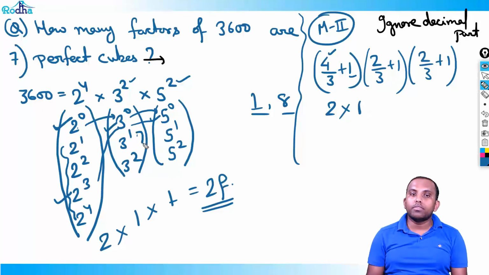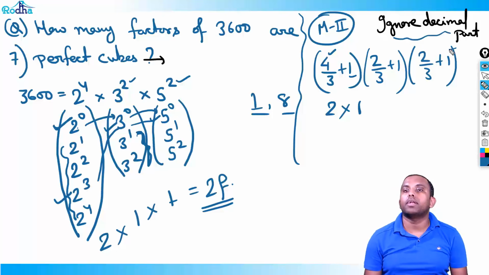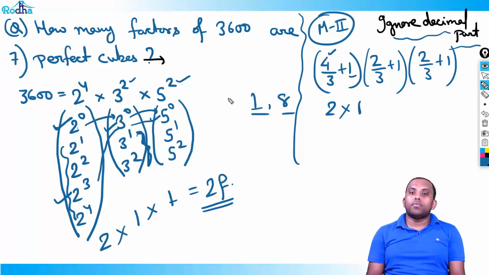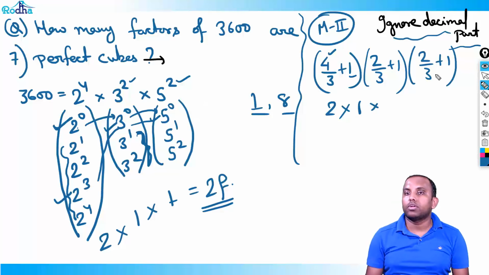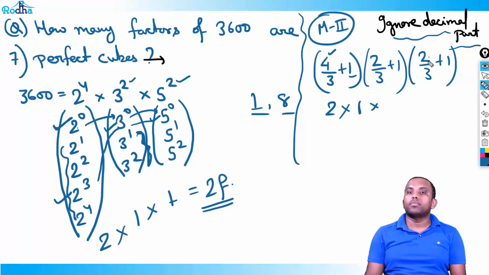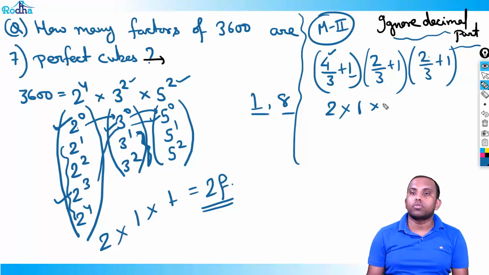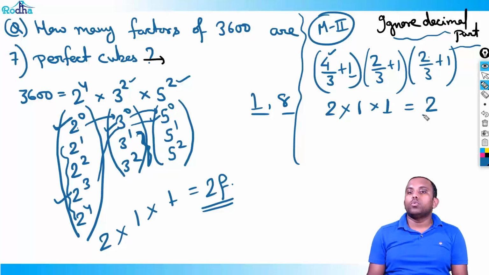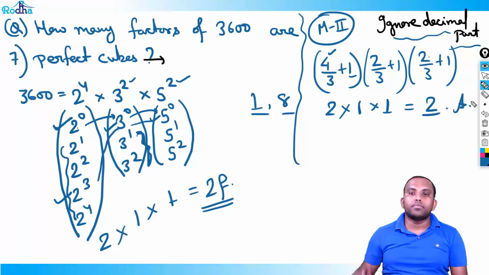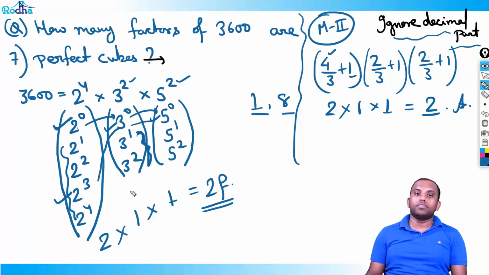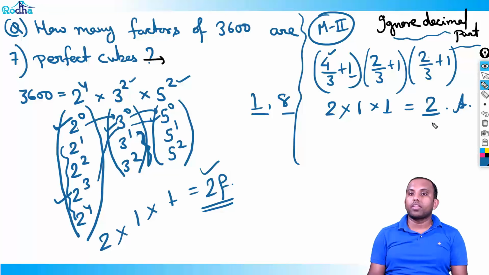Out of these two numbers, 1 and 2, how many are multiple of 3? None of the numbers, right? So 2 by 3 means 0 point something, ignoring decimal part. There is a logic behind it, right? And one term I have to add because of the 0, right? So again here also 0 point something, ignore decimal part, 0, 0 plus 1 is 1. So 2 into 1 into 1, so 2 is the answer here. 2 is the answer, right? So we got 2 here.